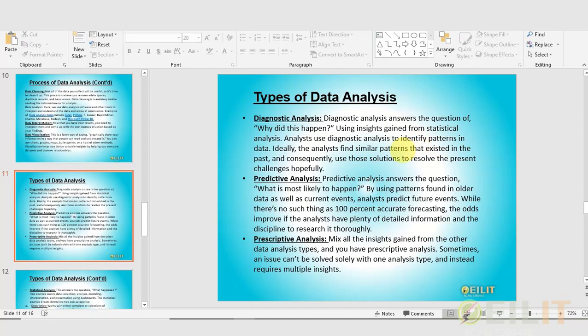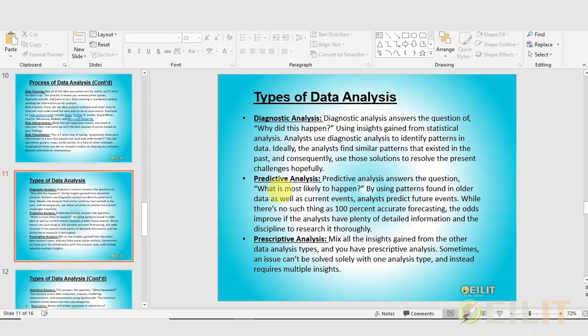So you are trying to gain insight from statistical analysis and find out what some of the patterns involved in the data are, and whether there are similar patterns that existed in the past. What are the consequences, and are there some solutions to resolve some of the present challenges? Then the next type of data analysis is what we call predictive analysis.